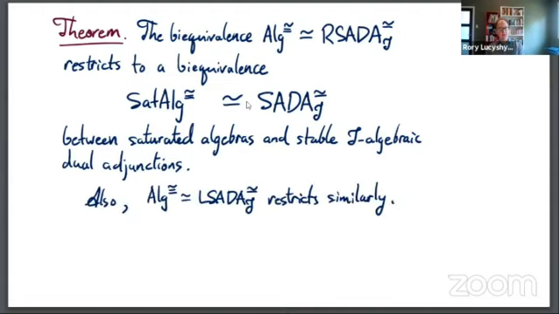So we get a biequivalence between saturated algebras and stable J-algebraic dual adjunctions, and also the other biequivalence that we've seen with left stable algebraic dual adjunctions restricts to give a similar biequivalence as well. And that brings us to the end of the talk. Thanks very much.